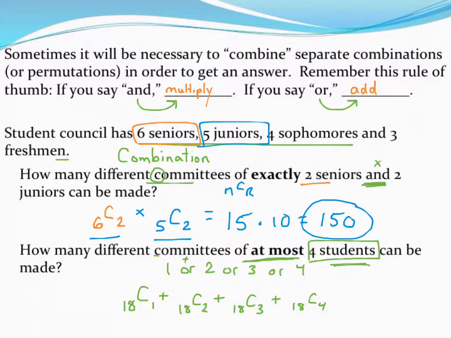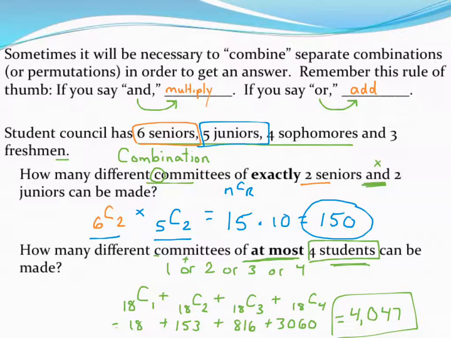Using a calculator to get these different numbers, 18C1 is 18. 18C2, you can pause the video and work this out yourself if you don't want to watch me, or write this down. 18C3 is 816, and finally 18C4 is 3060. The different committees I can make that have at most 4 students is the sum of all those individual answers, which gets me a final answer of 4,047 different committees I can form that have at most 4 students on them.